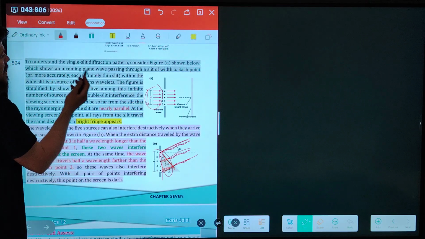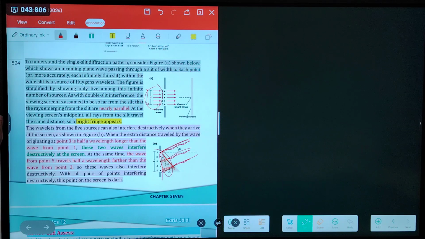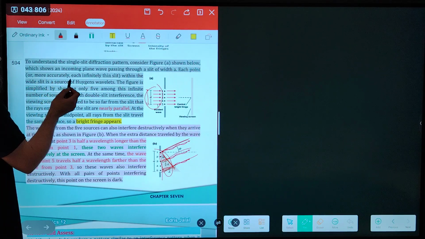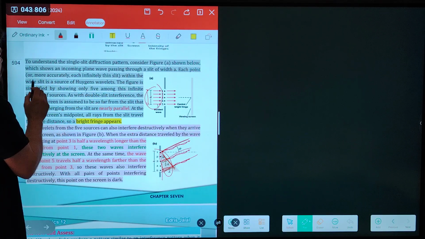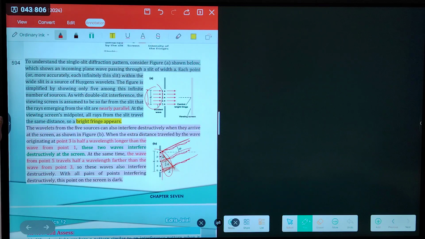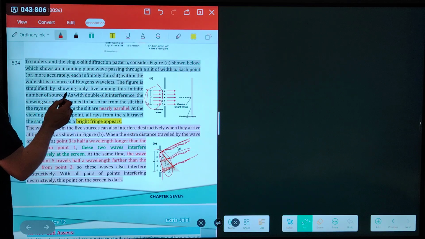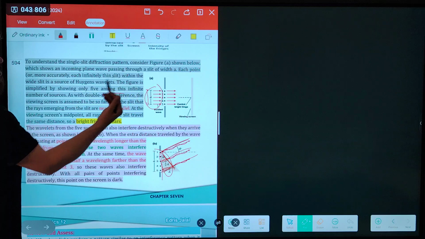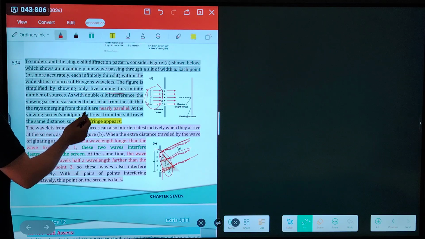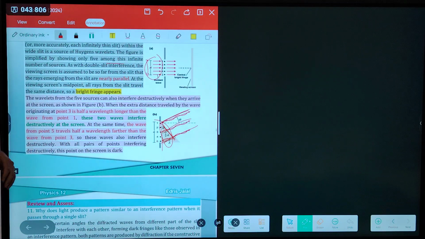which shows an incoming plane wave passing through a slit of width D, each point, or more accurately, each infinitely thin slice within the wide slit, is a source of a Huygens wavelet. The figure is simplified by showing only five portions of the light. As with the double slit interference, the viewing screen is assumed to be so far from the slit that the rays emerging from the slit are nearly parallel.